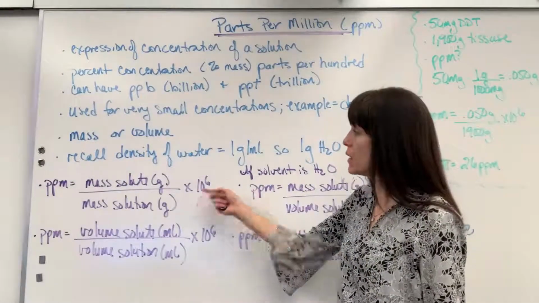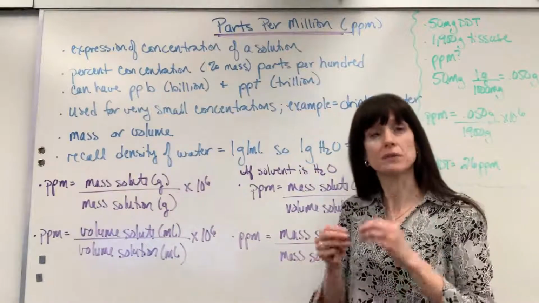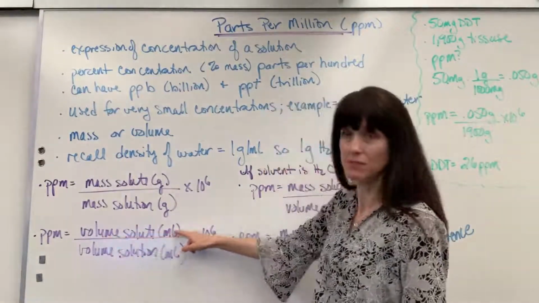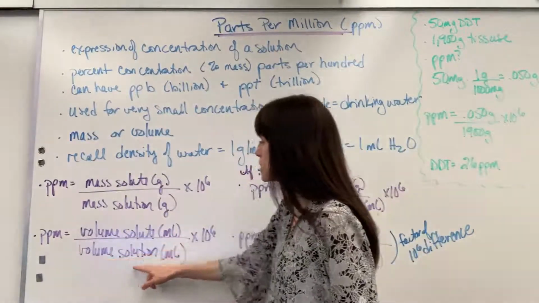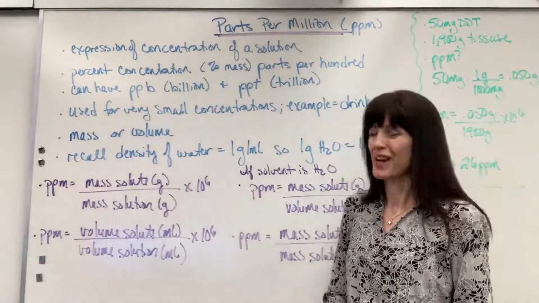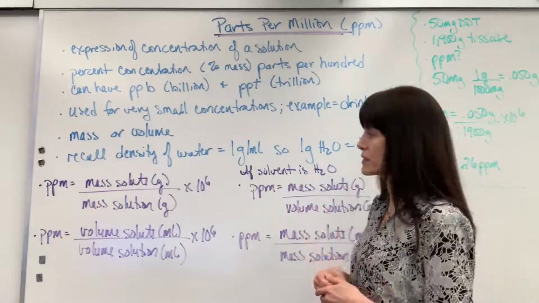That's it. Now, you can also use volume, but you have to be really careful that you have the same units. So I could have the volume of a solute, in mL, divided by the volume of the solution, also in mL. So those units have to cancel so that we have that ratio of the solute to the solution.